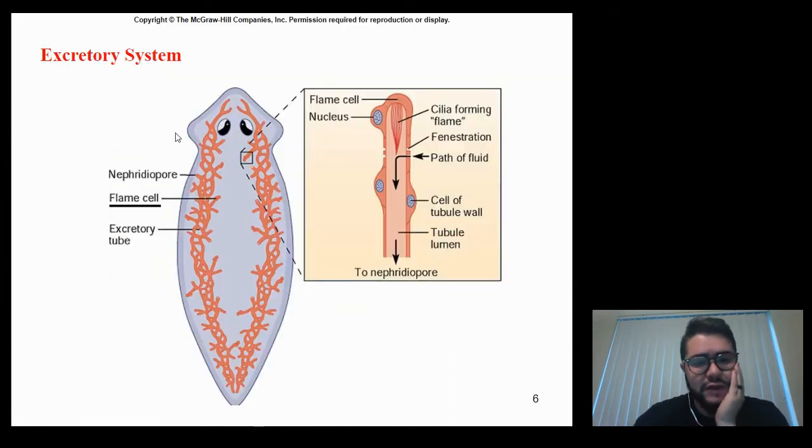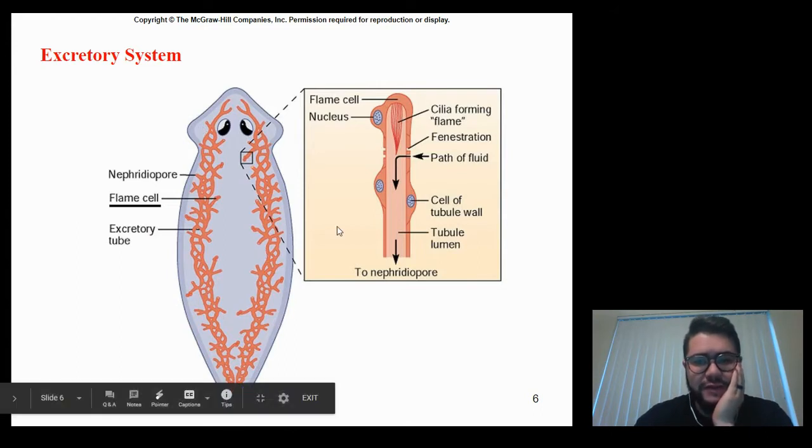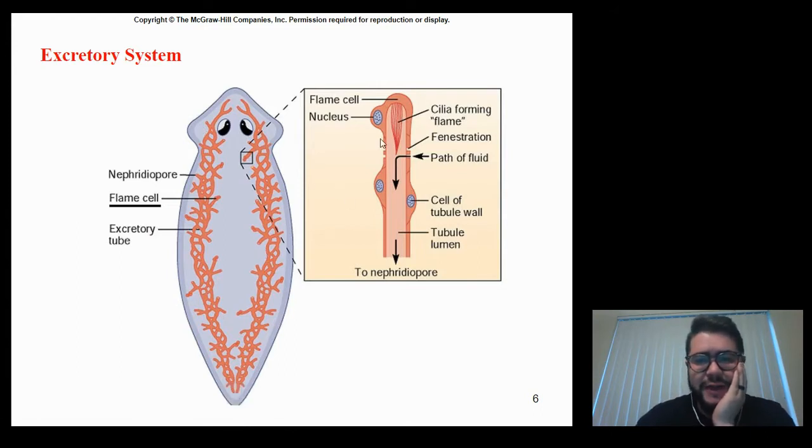And here is the excretory system, which also spans the body. The excretory system is made mainly of these cells called flame cells. They're called flame cells because they look exactly like a lit flame here. And those help to filter out toxins and waste from the blood.